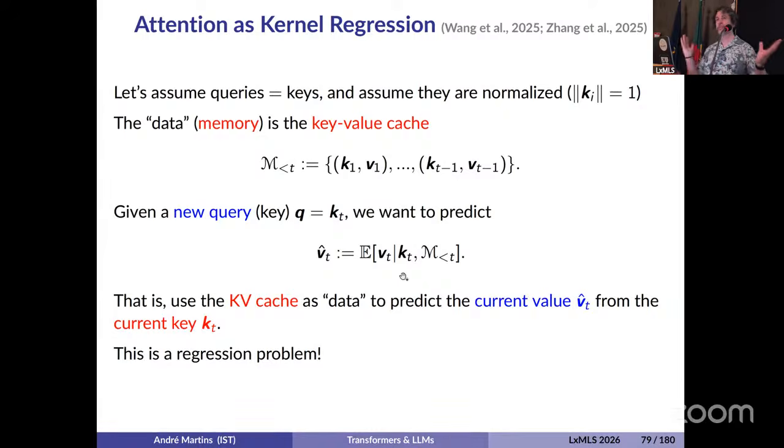And now you have a new input, which is KT, and you want to predict what is the output that corresponds to that input, which is going to be VT. So this is a regression problem. Regression problems can be solved in many different ways, right?